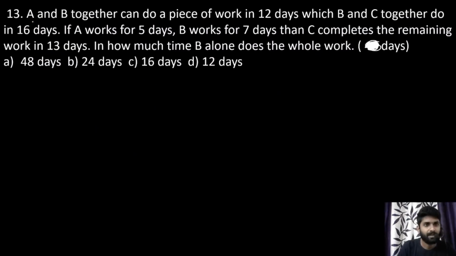Next one, see. A and B together can do a piece of work in 12 days. Guys, listen carefully. This is a repeating question. A and B together complete the work in 12 days. B and C together complete the work in 16 days. So this is the information we have up to now. Next, A working for 5 days.